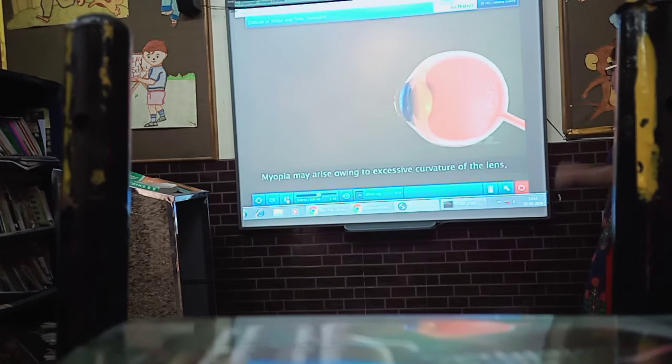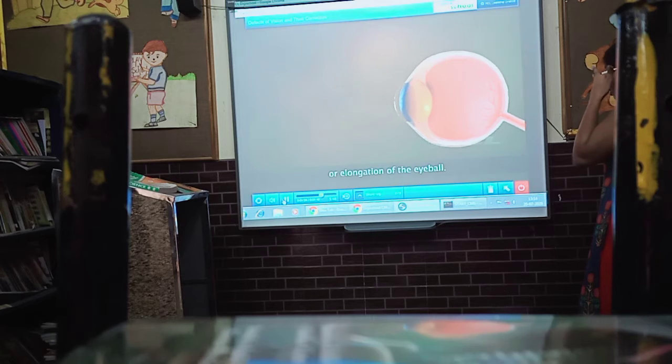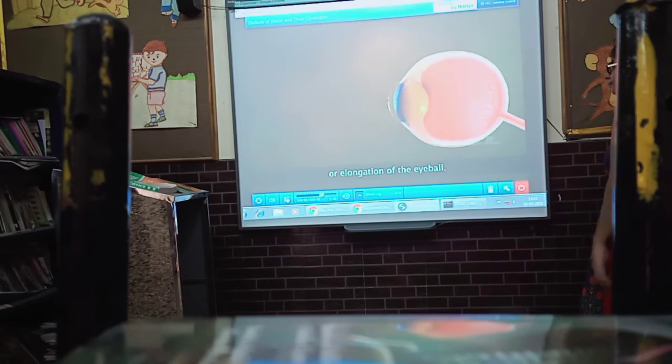Myopia may arise owing to excessive curvature of the lens of the eye, or elongation of the eyeball.